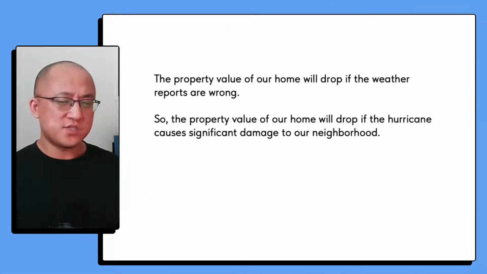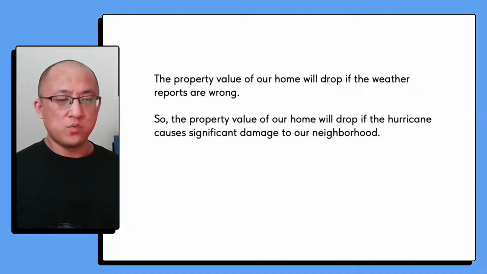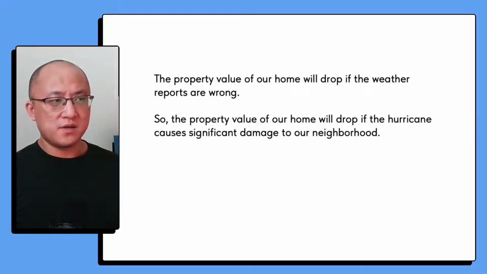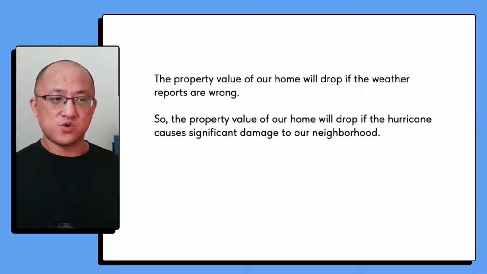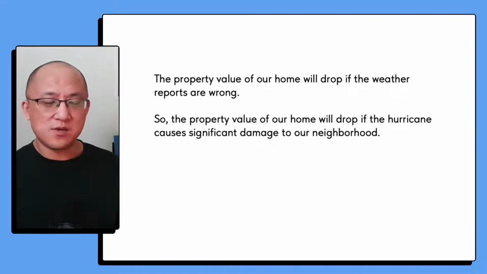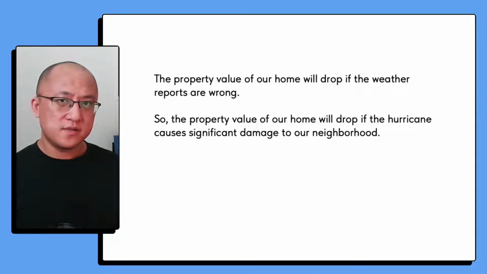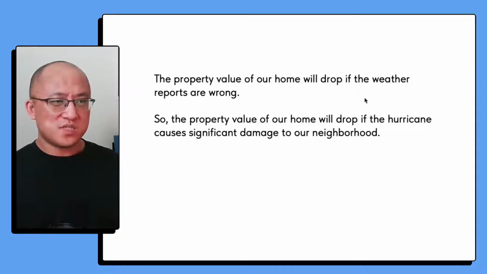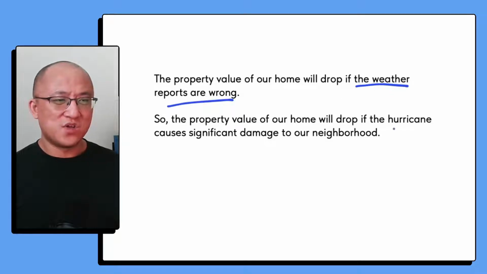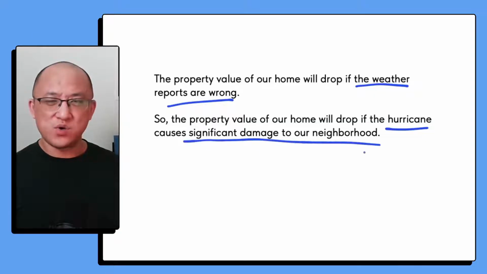But take a look at this next argument. The property value of our home will drop if the weather reports are wrong. So the property value of our home will drop if the hurricane causes significant damage to our neighborhood. What would you say this argument is assuming? Now, a lot of times people will say, I can recognize that there's some jump from the weather reports being wrong and the hurricane causing significant damage to our neighborhood. I know the author is assuming some kind of connection between those two ideas.